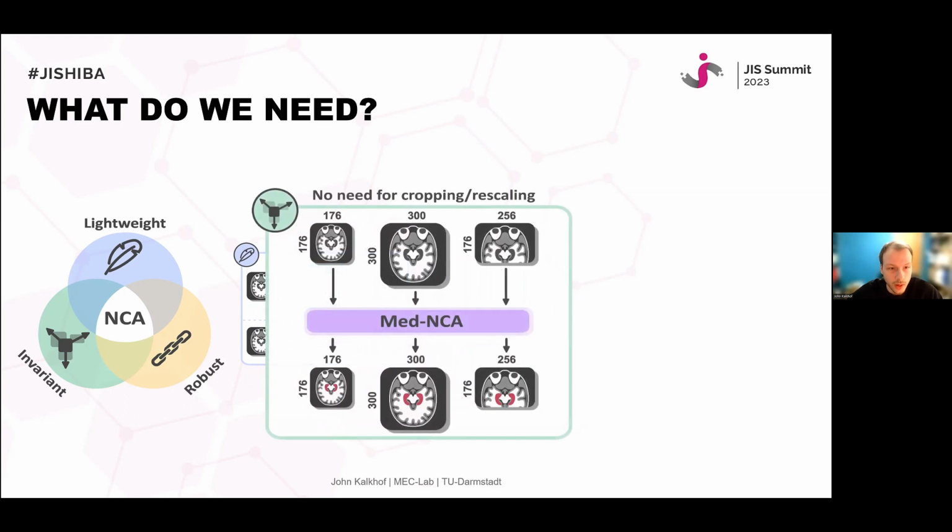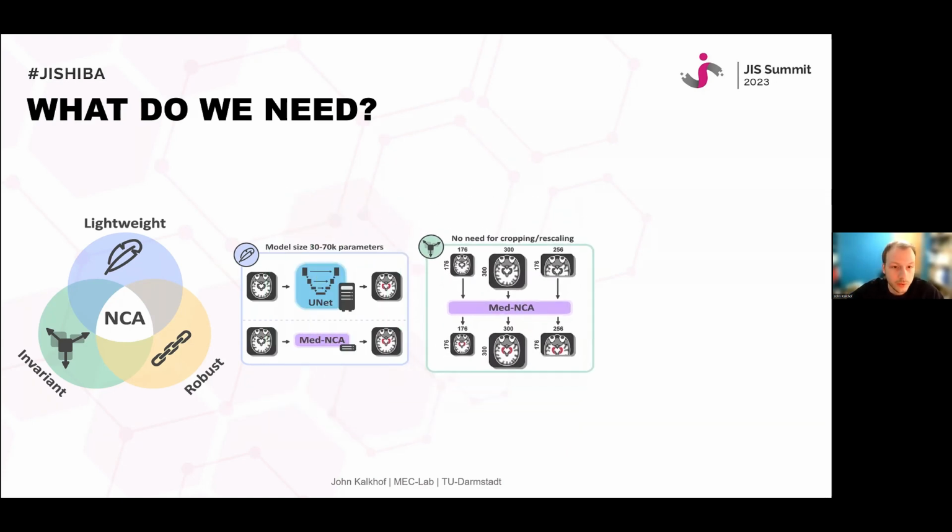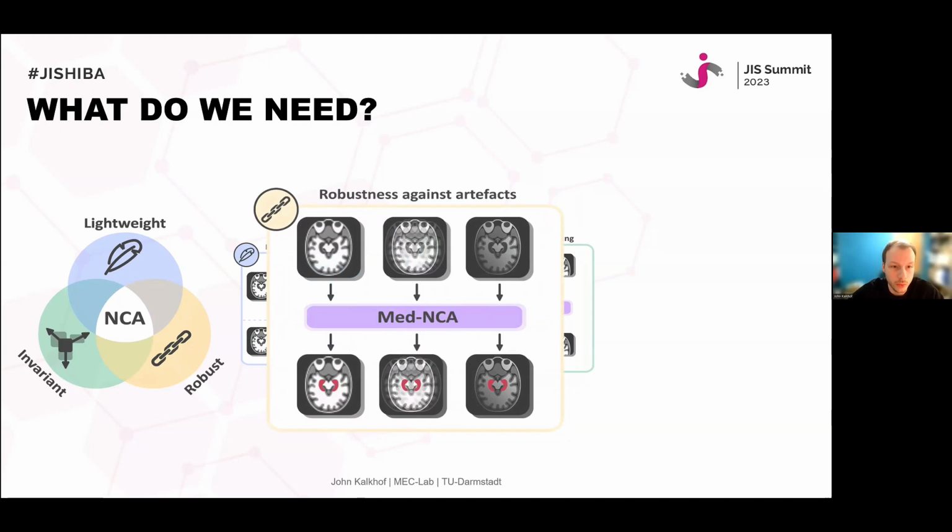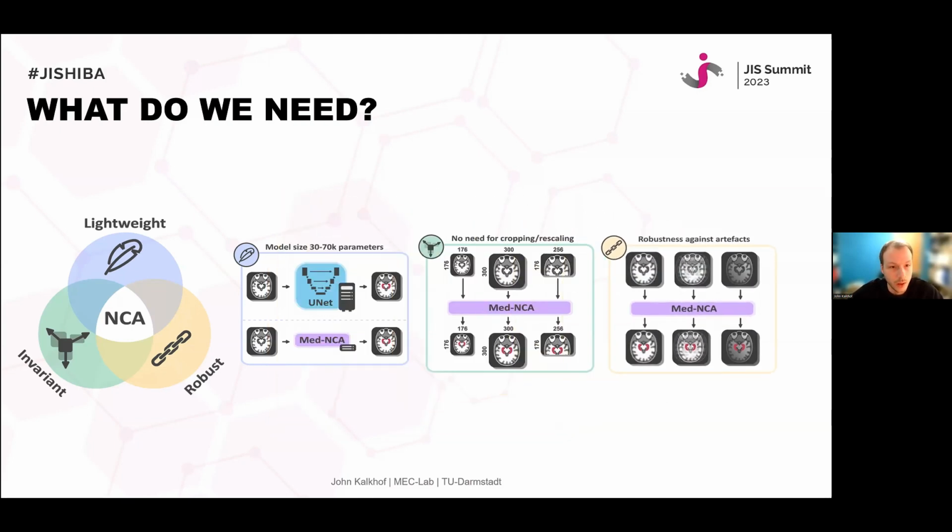Also, we have a big advantage in comparison to the UNet type architectures, in that there's no need for cropping or rescaling, because the method is by design able to handle different input sizes. And this is an advantage you would also get with fully convolutional networks. But with the UNet, this is just not possible. So this is one other advantage. And then lastly, we also have the robustness against artifacts, where we're going to show that it is able to handle these rather well.